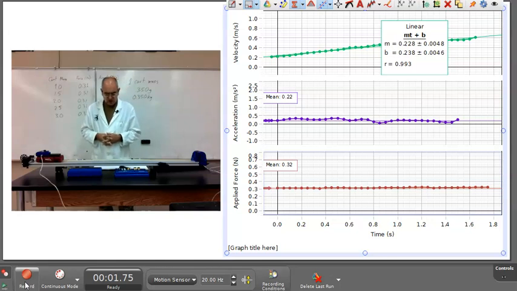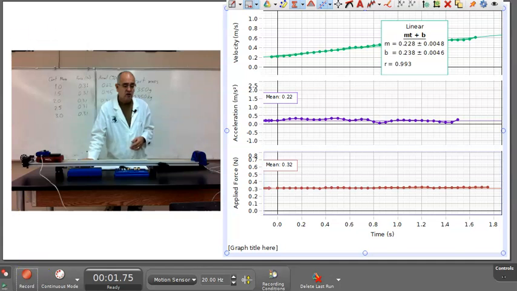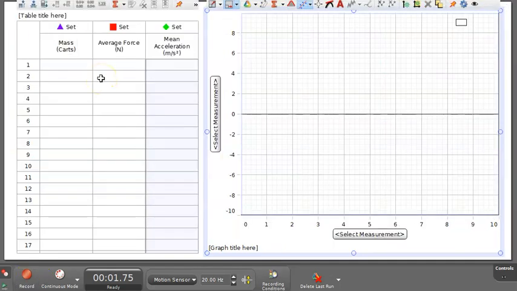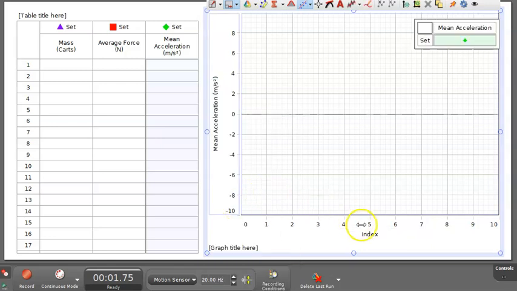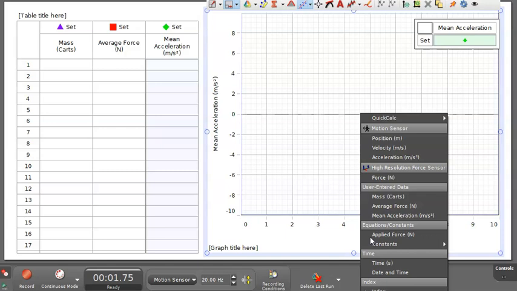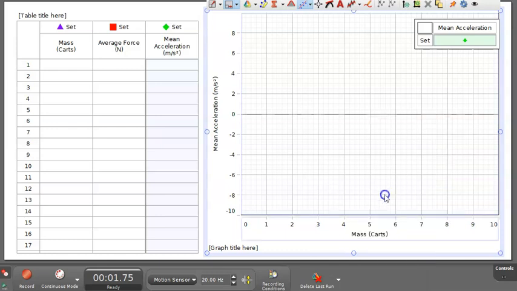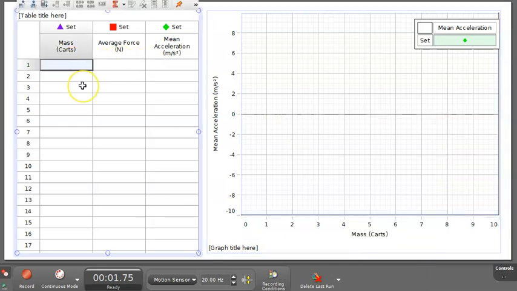Now the question becomes, what's the relationship between acceleration and mass? So we're going to plot the graph of the average acceleration versus the cart mass. I have it already set up on page 2. There's my graph there. We want to put average acceleration on the y-axis, so mean acceleration goes on the y-axis. On the x-axis, we want to put cart masses. So let's go ahead and do that.